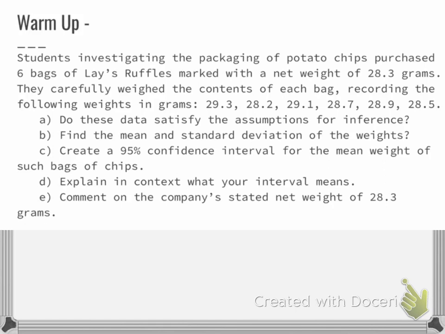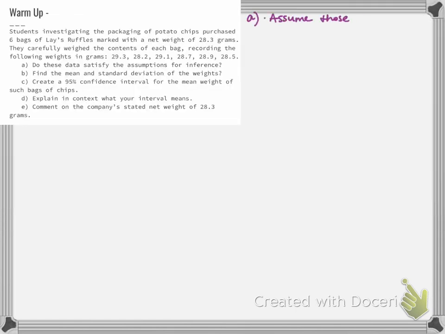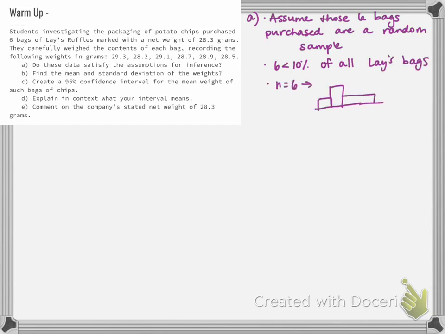Okay. Let's quickly take a look at what you did. So we're going to start with checking, do these data satisfy the assumptions needed for inference procedures? So first things first is you're going to have to assume that those 6 bags of Lay's potato chips are a random sample of all of their potato chips put together. And so that's an assumption that you have to make, that when you pick 6 bags off the shelf, they would be a random sample, which I think is a fair assumption. Then, second one is that 6 is less than 10% of all Lay's potato chips bags, which seems totally fair.